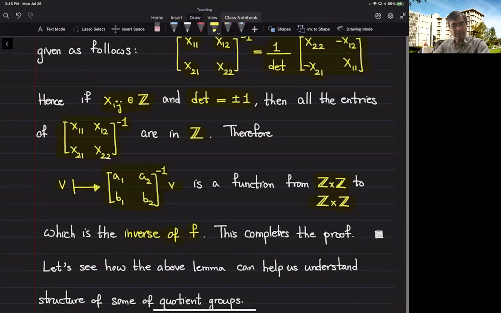So these types of functions are automorphisms of Z cross Z, and in fact one can show that these are all the automorphisms. This is the entire set of automorphisms of Z cross Z. That one I'm not discussing in this video, but it's an easy argument, and I encourage you to think about it, that the entire set of automorphisms of Z cross Z can be described as we did in this particular lemma. The converse of this statement is also true.